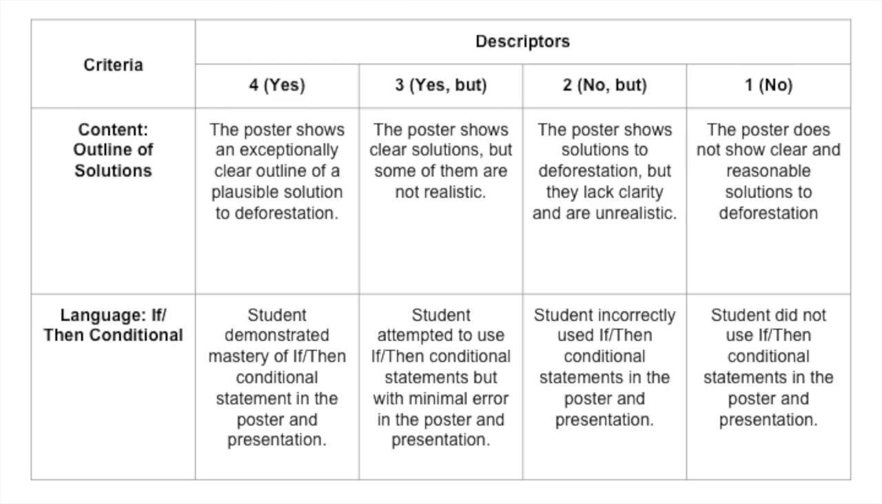When we look at our language criteria, the student is able to use if-then conditional statements. In order for the student to earn full credit, they would have to demonstrate mastery of conditional if-then statements in the poster and in an oral presentation. For a student to earn only 1 point, they would have to show no evidence of if-then statements in the poster and presentation at all.